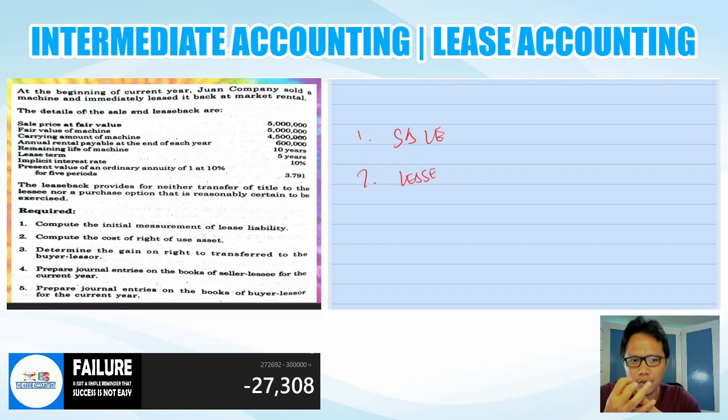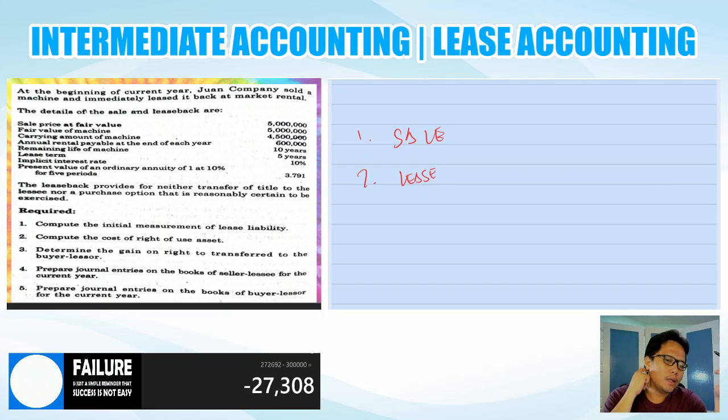particular transactions occur. Number 1, there is a sale, and number 2, there is an immediate lease coming from the seller. So in a sale and leaseback, basically the seller becomes the seller-lessee, while the buyer becomes the buyer-lessor. Get it? The seller sold, but at the same time leased it, so he becomes the seller-lessee. The buyer bought it, then at the same time leased it out, so the buyer becomes the buyer-lessor.